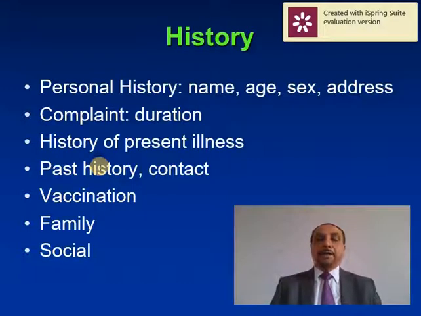The complaint and the duration of the complaint, of course, are important. And if the patient has received drugs, you have to keep in mind partially treated meningitis. The history of present illness in detail is very important, including what treatment he has had and the progress of signs and symptoms. The past history of contact with people is important.